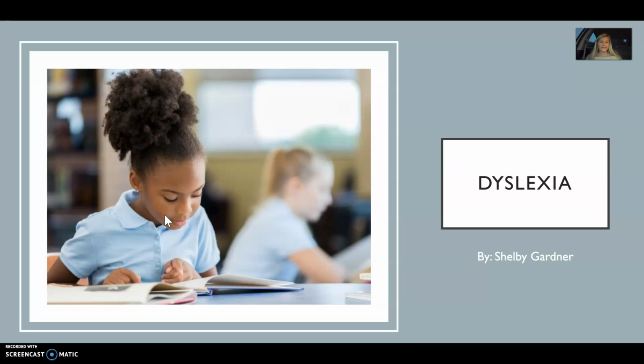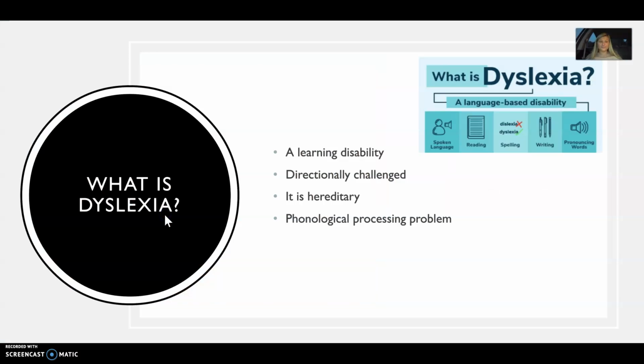I'm going to tell you about dyslexia today. What is dyslexia? Dyslexia is a learning disability, and it is where a student struggles with spoken language, reading, spelling, writing, and pronouncing their words. If a student has trouble with reading, they're most likely going to have trouble with spelling and writing.